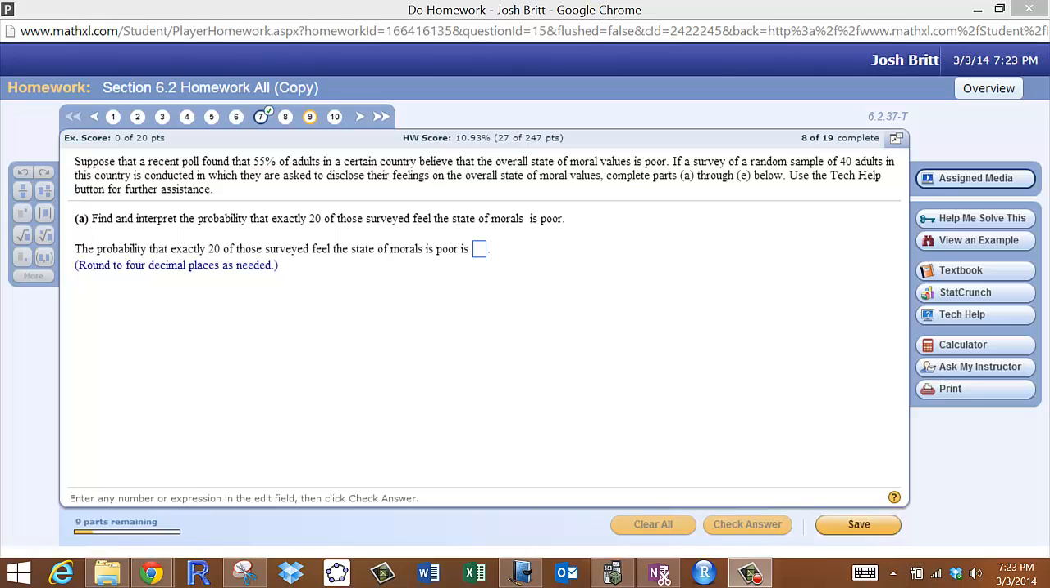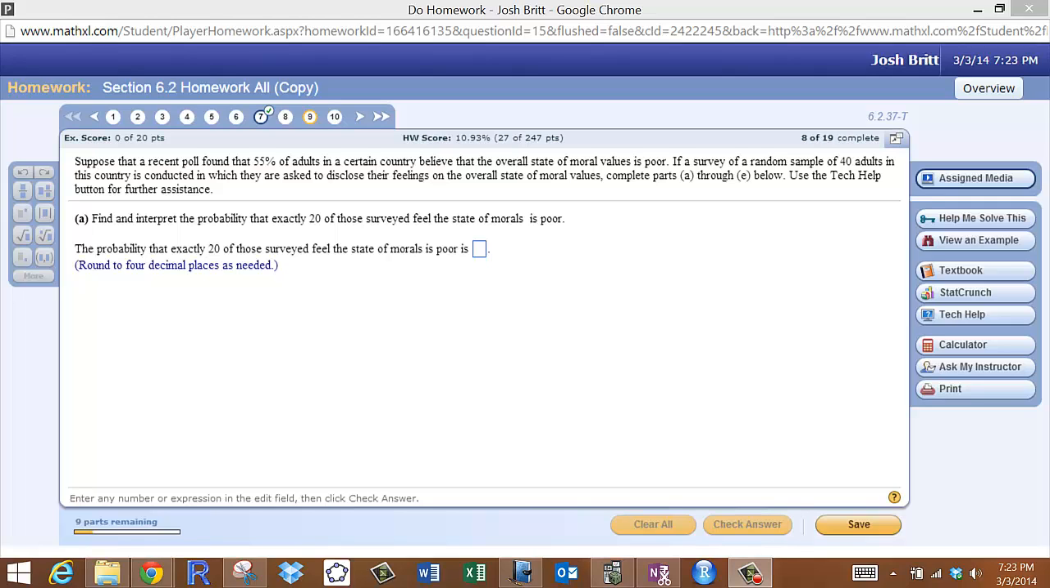So it says a recent poll found 55% of adults in a certain country believe the overall state of moral values is poor. And then we take a random sample of 40 adults. And part A says, what is the probability that exactly 20 of those surveyed feel the state of moral values is poor?